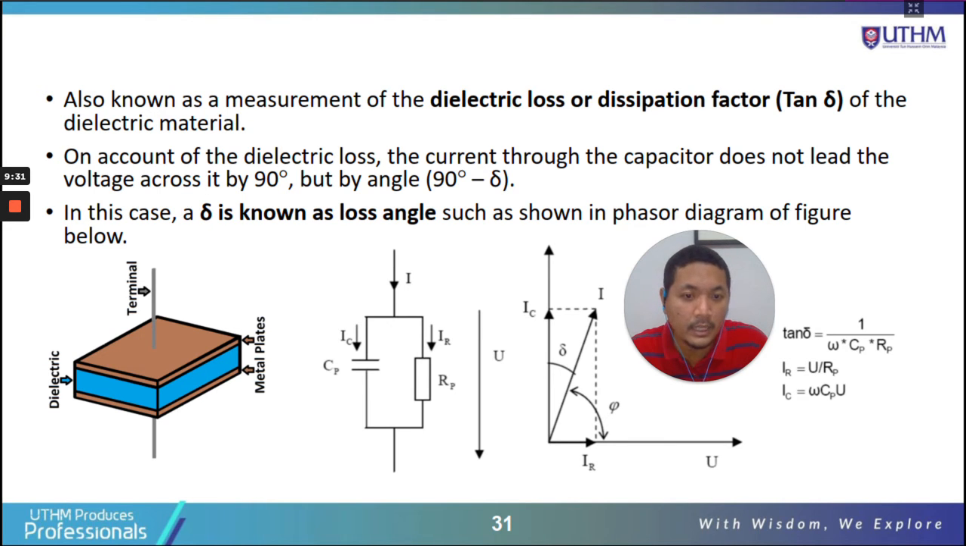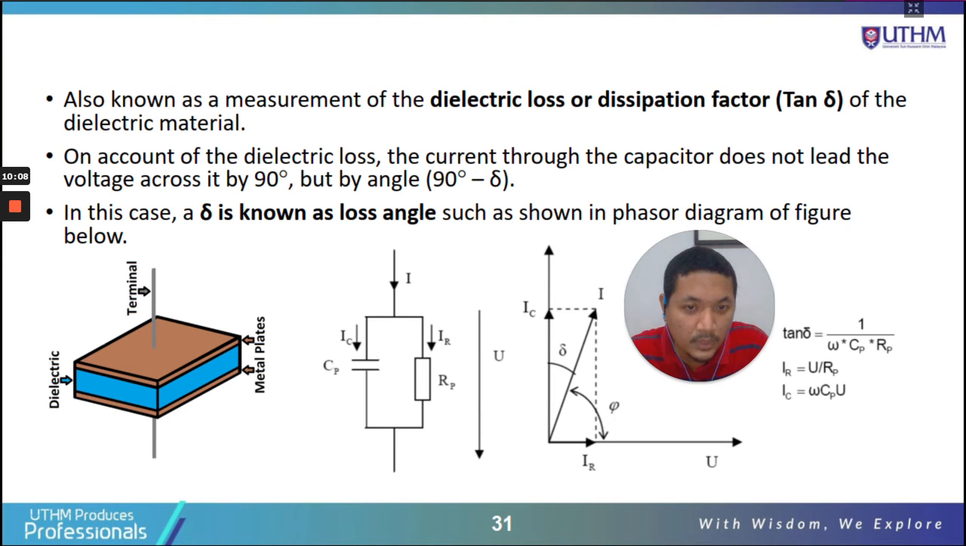It will be just for example 89 degree or 85 degree, not 90 degree anymore. So that small angle is represented by delta. That is why we call it tan delta. That delta is the angle representing the loss.